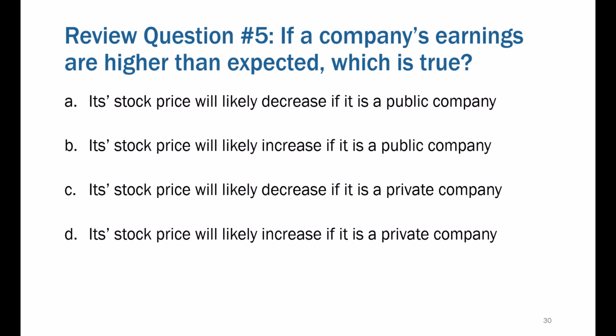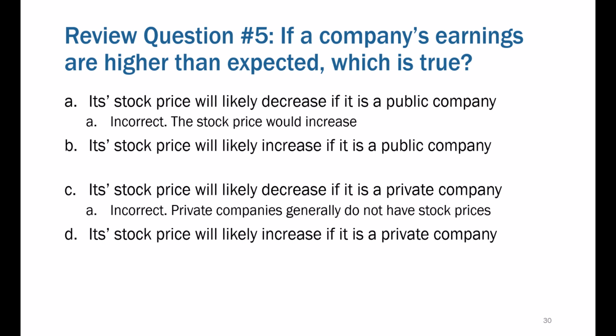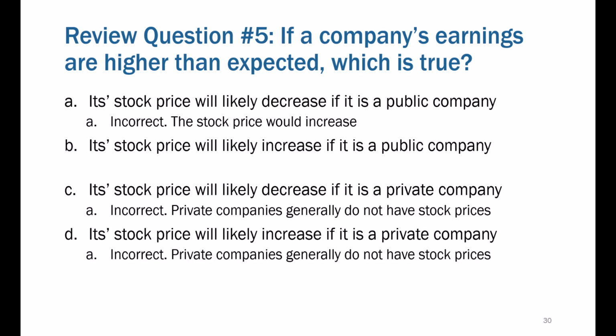Final review question there. If a company's earnings are higher than expected, which of these is true? Stock price will decrease, increase if it's a public company, decrease, increase if it's a private company, and it's not going to decrease if it's a public company. It would increase. Private companies generally don't have stock prices, so we're not actually going to see a change in stock price because there aren't readily available stock prices. So yeah, the answer is the stock price is likely going to increase if it's a public company.